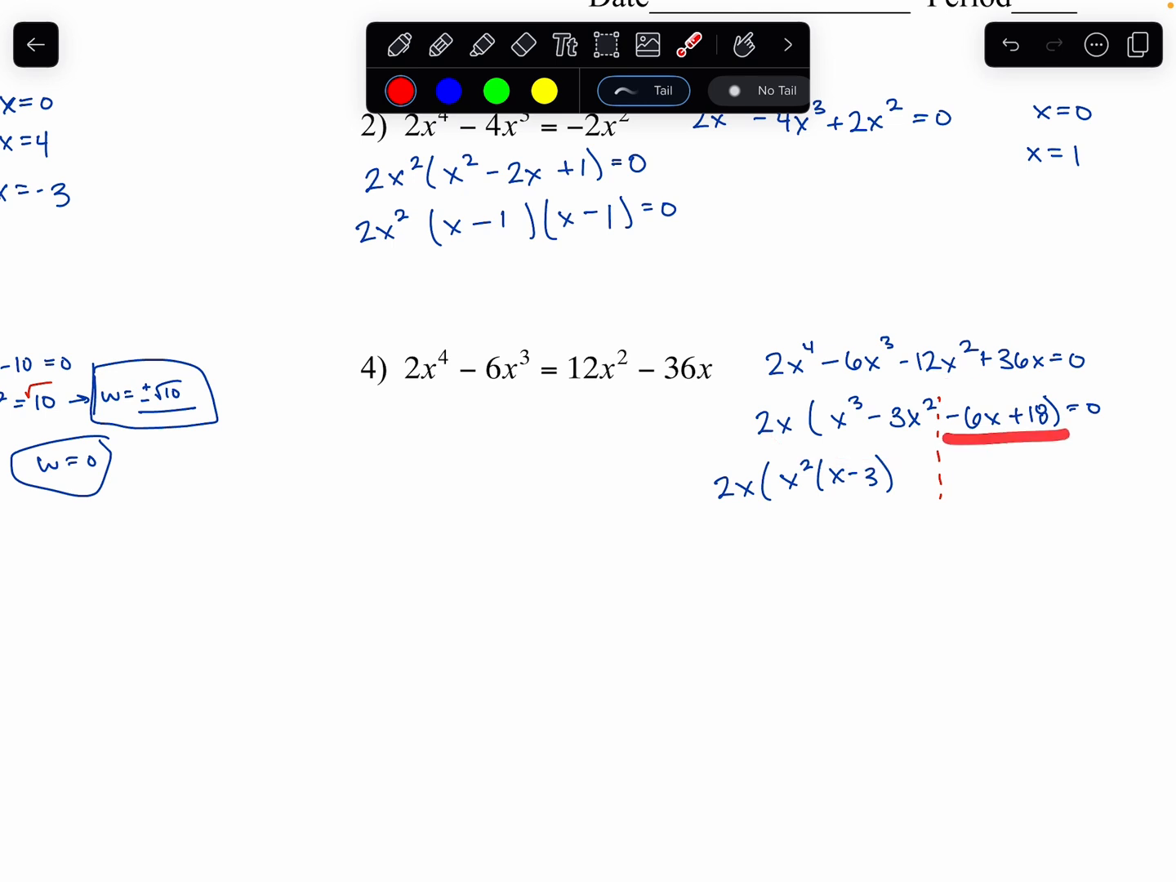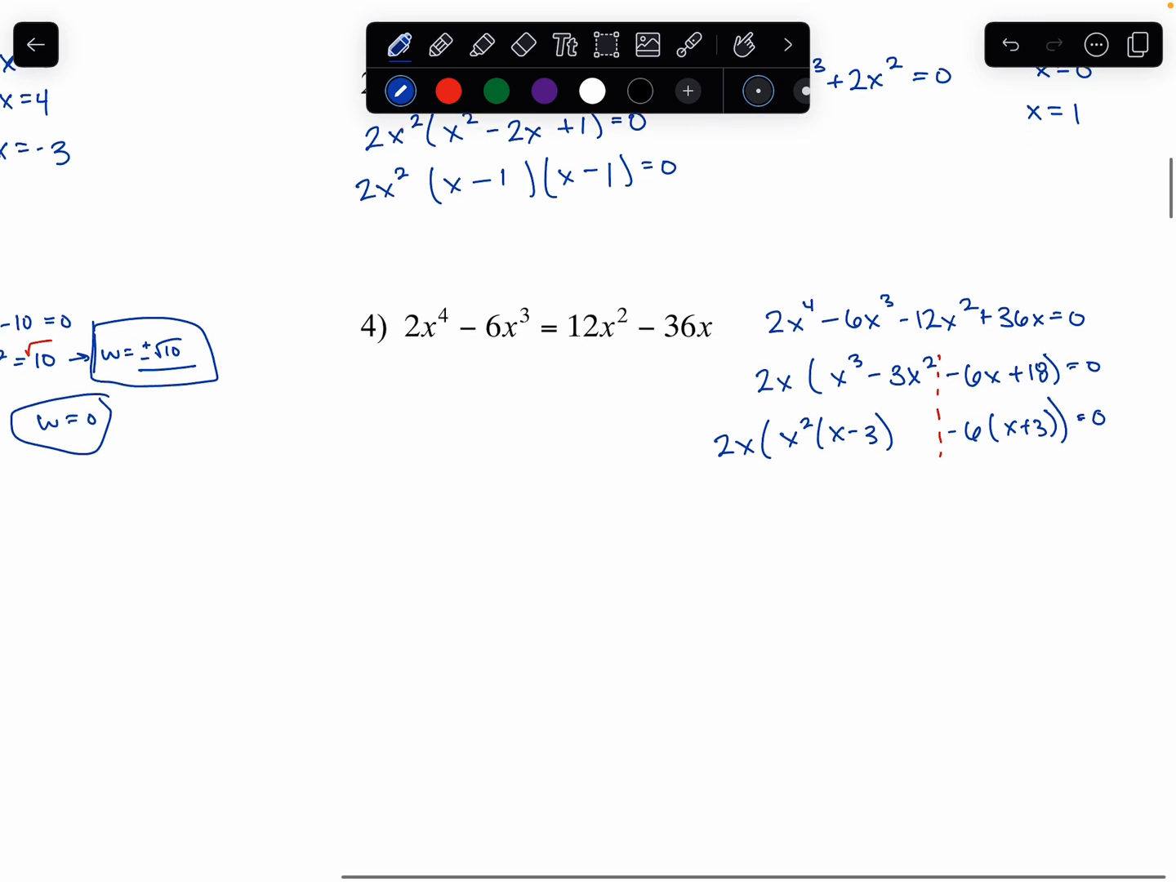I can take out a negative 6 here, and I'll get x plus 3. There we go. Okay, and then finally I would have 2x minus 6. One second.